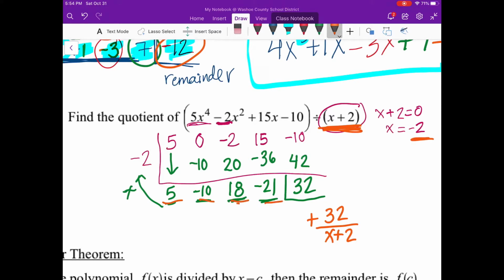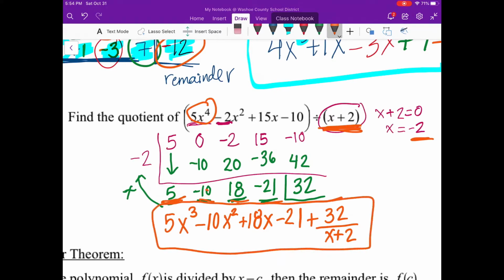So how do I know what I'm going to start with? It's always one less than your original problem. So my first term should be x to the third because I originally started with x to the fourth. And these are the coefficients that go with this. So this is a 5 minus 10, and the one that would go after that is x squared plus 18x, and then minus 21 there, and then plus 32 over x plus 2, which is our remainder. Okay, so all of this would be your answer if we're asking you to divide or find the quotient. That is your solution, your answer, your new polynomial with the remainder if there is one.